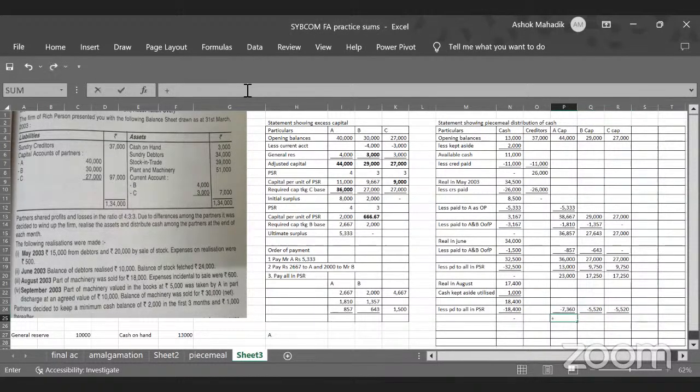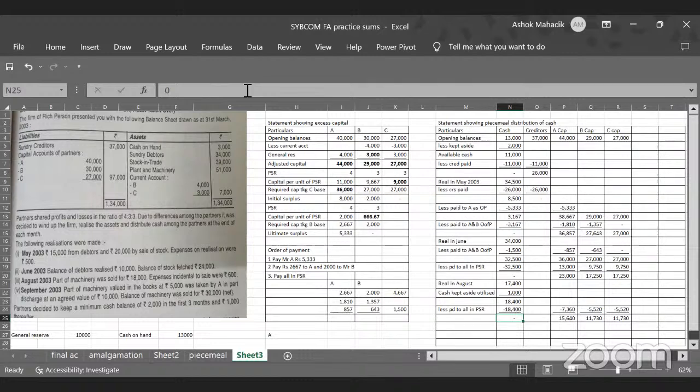Now the balance left with partners is 23,000 minus 7,360. And the same for the remaining two partners we calculated. Okay. Now the last realization. It is September 2003. Now let us see what it says. Now this is the last realization.